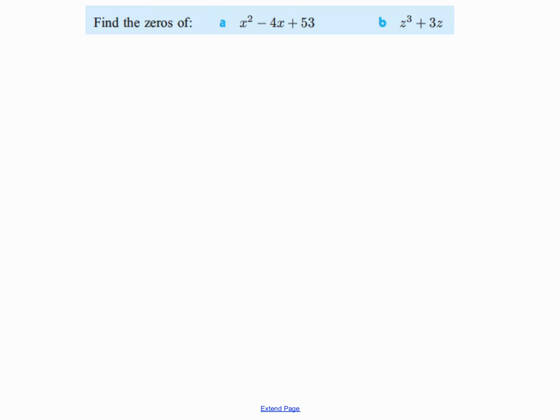So if we were just asked to find the zeros of a polynomial, such as x squared minus 4x plus 53, we're really solving the equation. Okay, we're setting it equal to zero. So we could use the quadratic formula, and I'm not going to bore you showing you that. I'm just going to say it simplifies to 4 plus or minus 14i over 2, and then we can simplify that to 2 plus or minus 7i, dividing both sides by 2. So these two values would be the zeros.